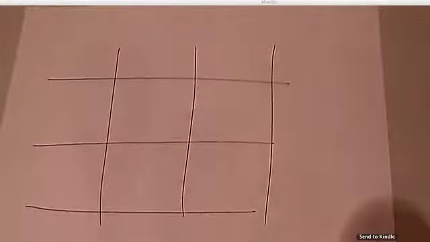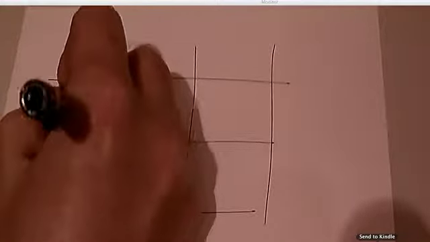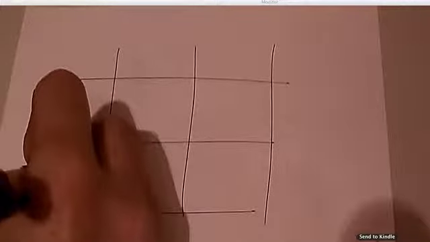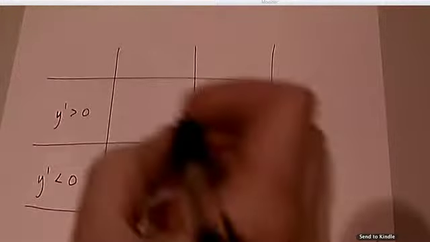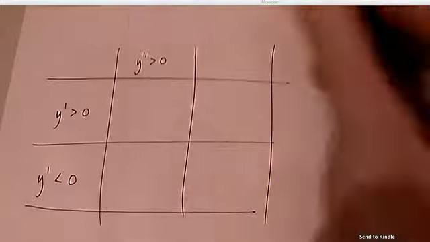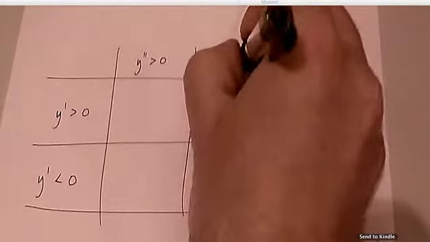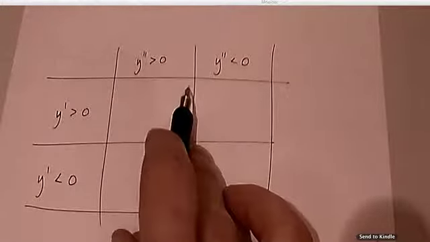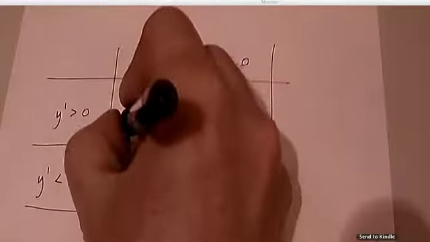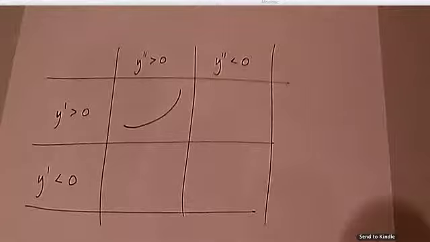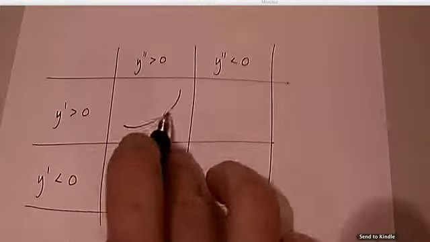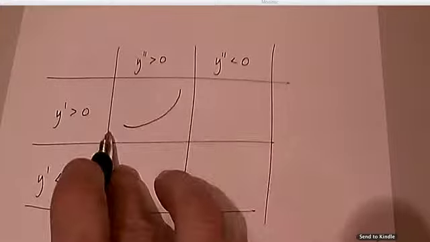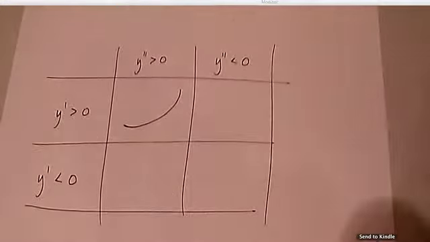Let's go ahead and make ourselves a nice neat little chart. Let's say this is where y prime is positive, and this is where y prime is negative. This is where y double prime is positive, and this is where y double prime is negative. Now, we've already seen both of these scenarios. If it's increasing, it goes up. If the acceleration is positive, it looks something like that. So this is positive acceleration, positive velocity. Positive velocity, negative acceleration looks something like that.